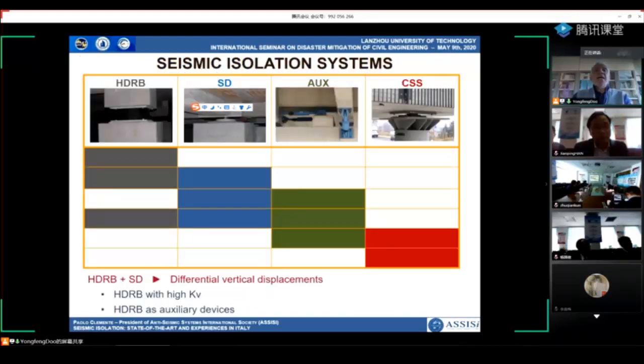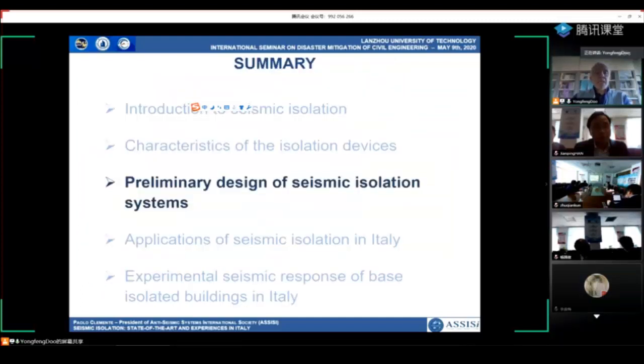Well, how can we combine the different devices? We can use elastomeric devices alone or with the sliding devices. Sliding devices cannot be used alone, but only with the elastomeric devices and/or auxiliary devices. Curved surface sliders can be used alone or with auxiliary devices. Let's go to the third step.